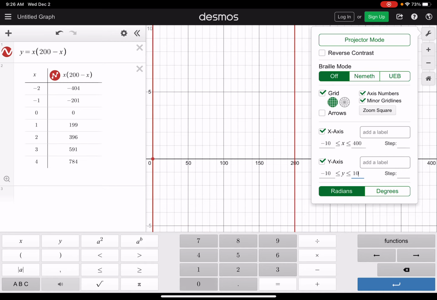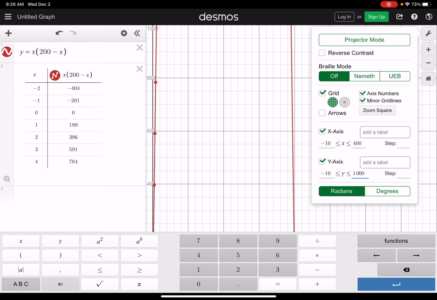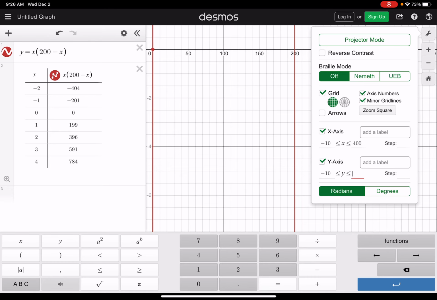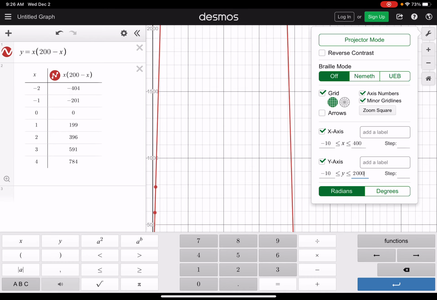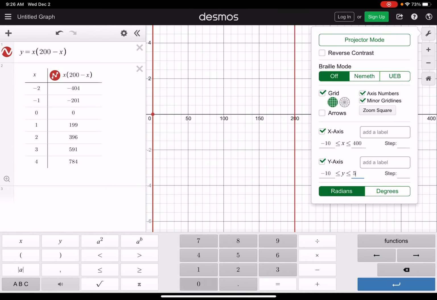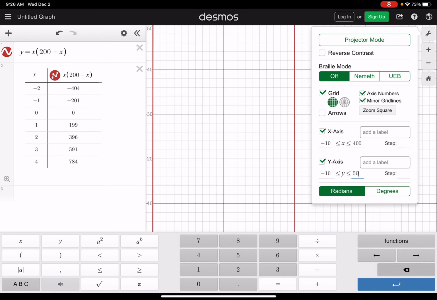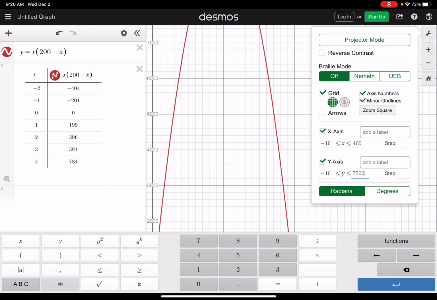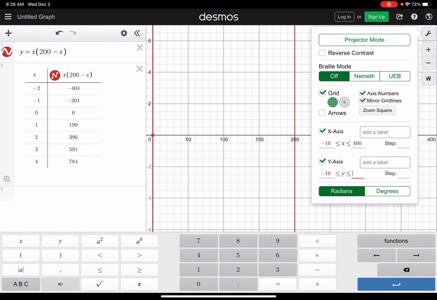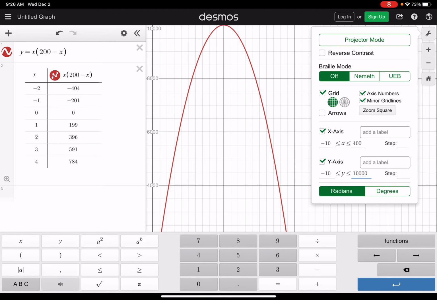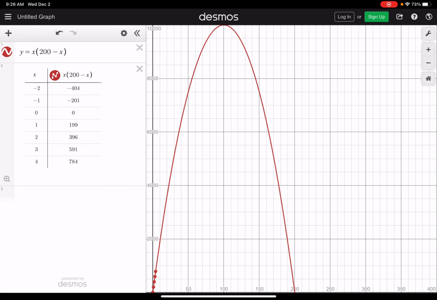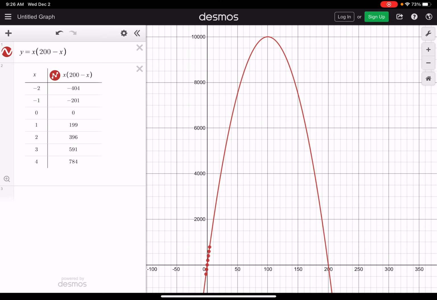So maybe I start with 1,000, doesn't show up, so I backspace it. Maybe I try 2,000, still not big enough. Maybe I try 5,000. Okay, remember area is length times width, so I just keep trying different things until I'm starting to see that full parabola. So maybe 10,000, and if we look, we do get that. And then you can again zoom out a little bit if you want. That's the nice thing about Desmos with your Chromebooks, is you can pinch a little bit.